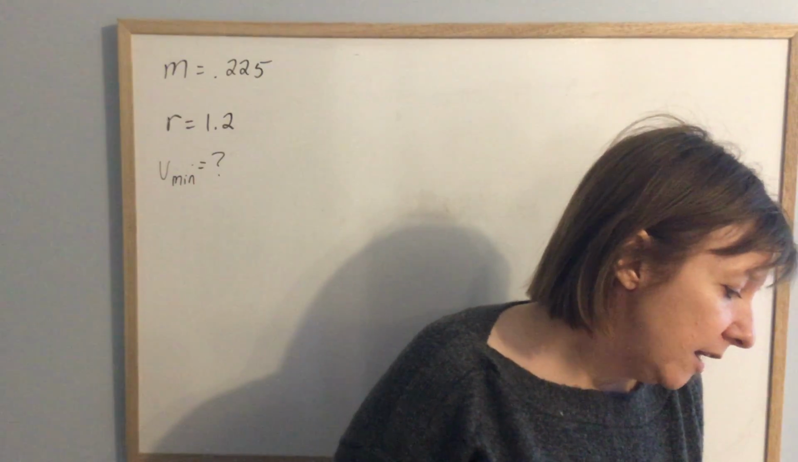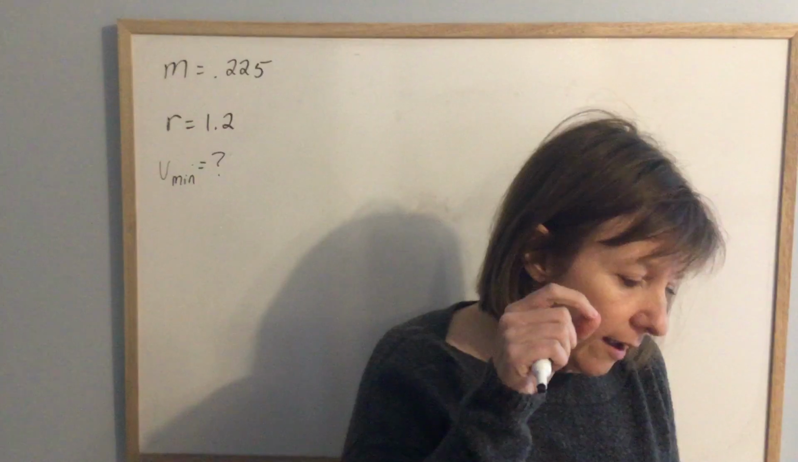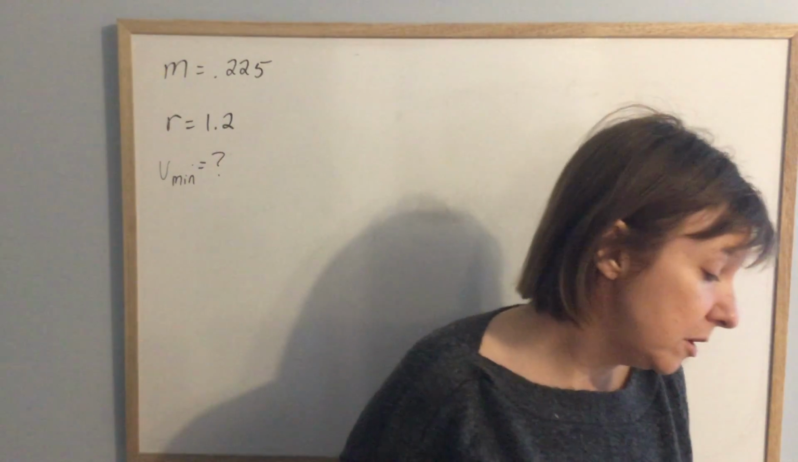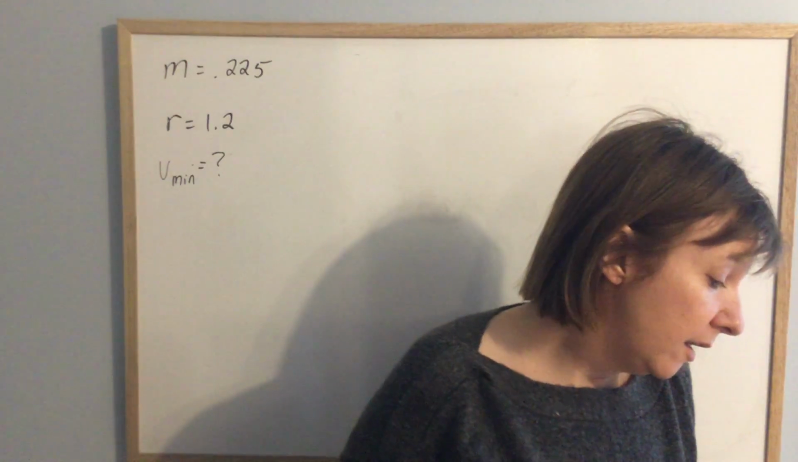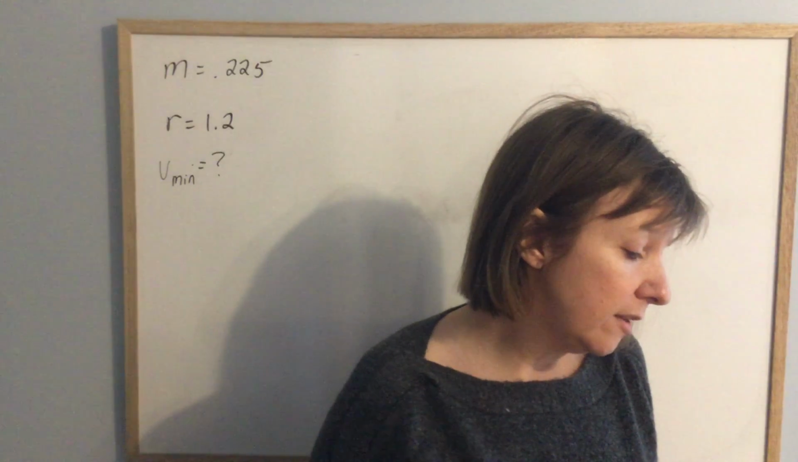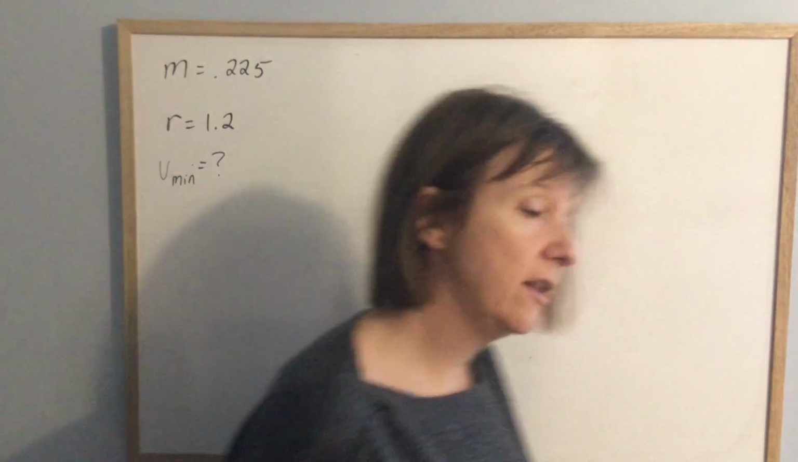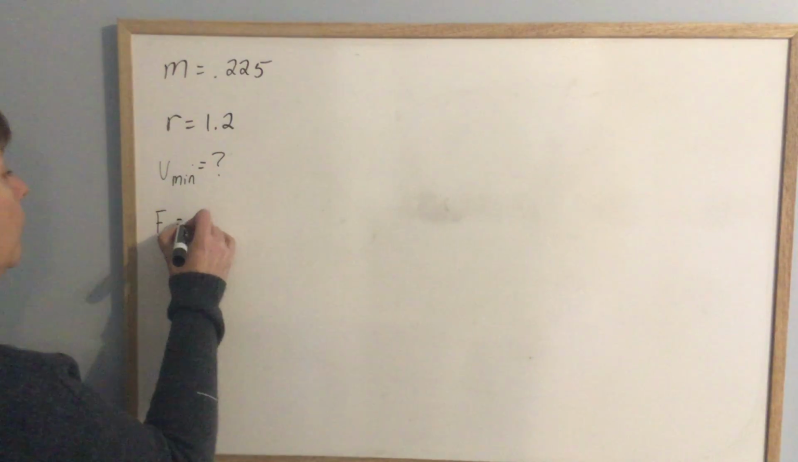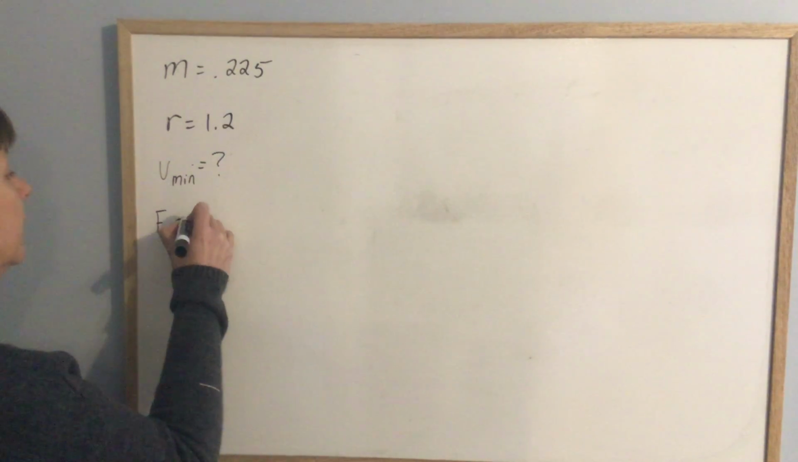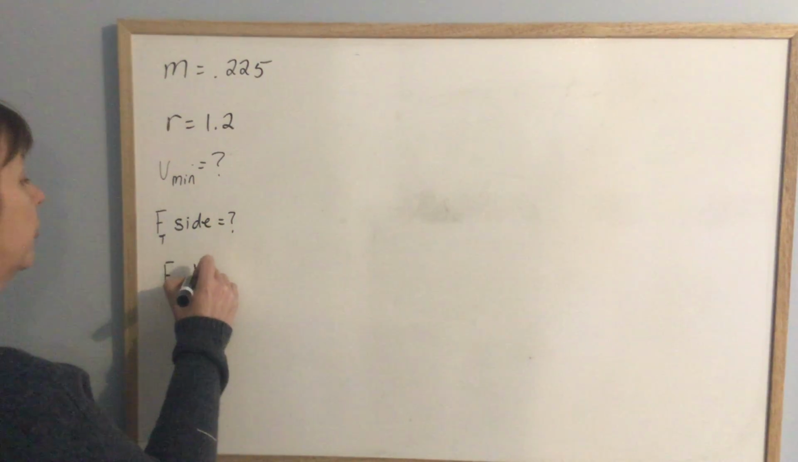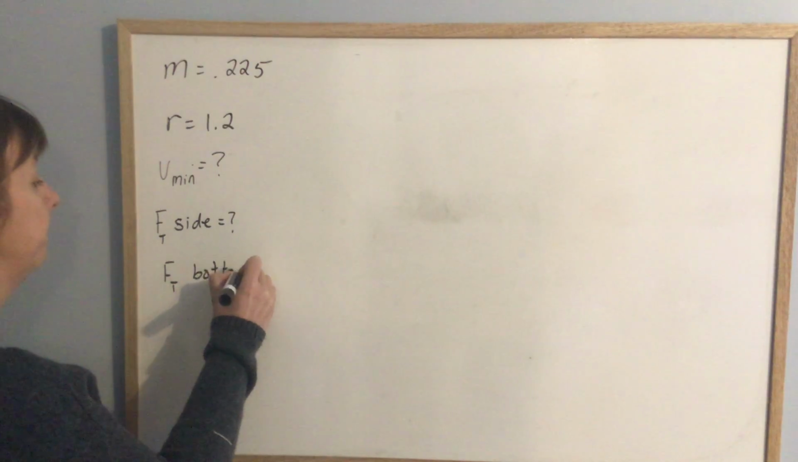And then it says, at that speed, when you figure that out, take that speed and determine the tension in the string when the yo-yo is at the side and when it's at the bottom of the swing. So we want the tension at the side, and we want the force of tension at the bottom.